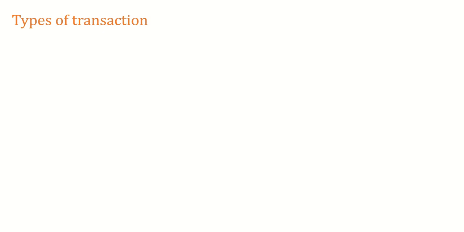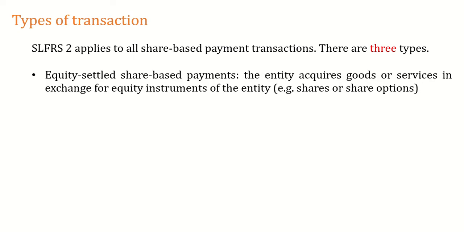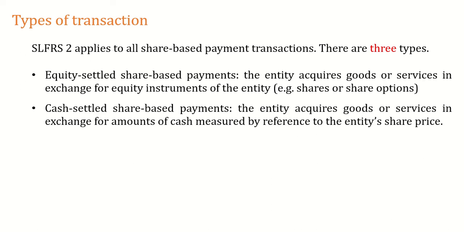The second one is types of share based payment. There are three types. The first one we call equity settled share based payment, where the entity acquires goods or services in exchange for an equity instrument of the entity. The second one is cash settled share based payment, which means the entity acquires goods or services in exchange for an amount of cash measured by reference to the share price.